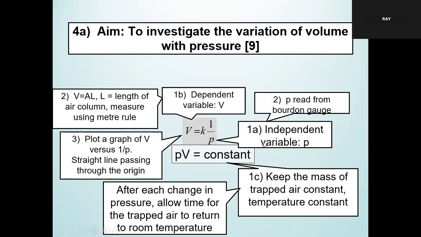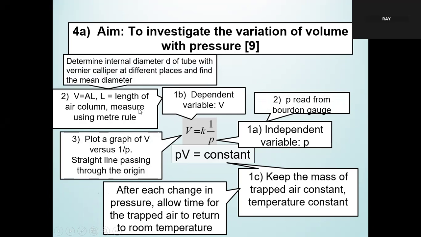How to measure this pressure? Bourdon gauge. How to measure the cross-sectional area A? Determine the internal diameter of the tube with a vernier caliper at different places and find the mean diameter. This is simple like that. How to calculate the radius, how to calculate the area, also worth 1 mark. You must give them detail.